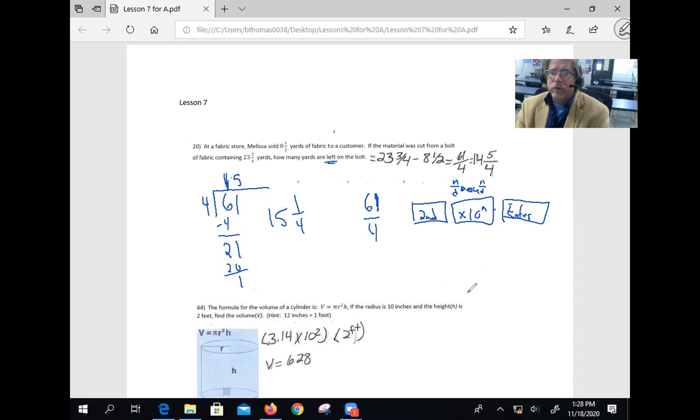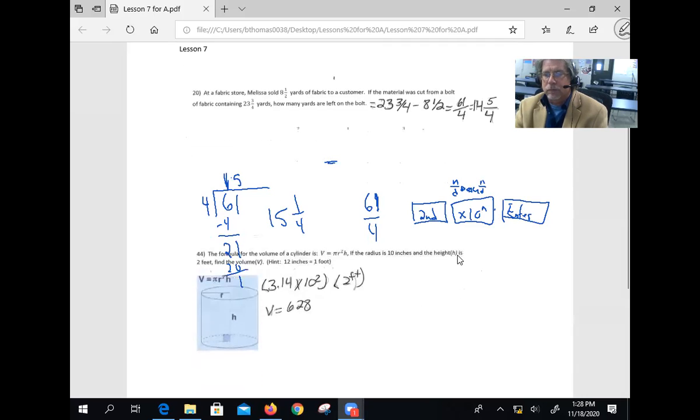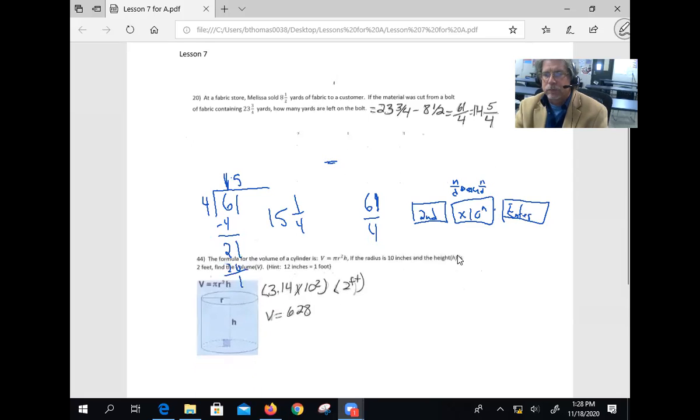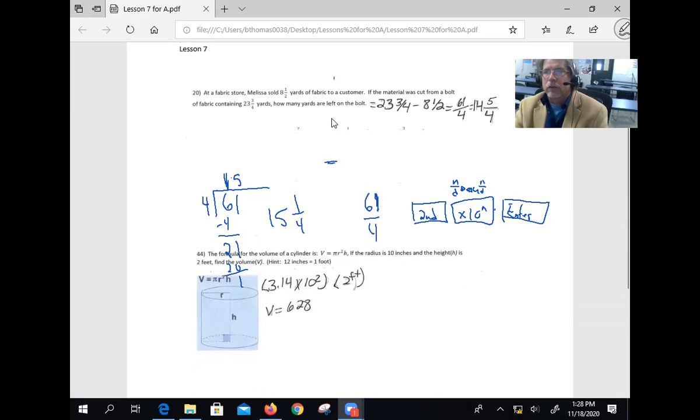On number 44, I can kind of bring this up a little bit. Can't bring it up too far. Okay, I'm going to have to erase some of the math here. Forgive me.